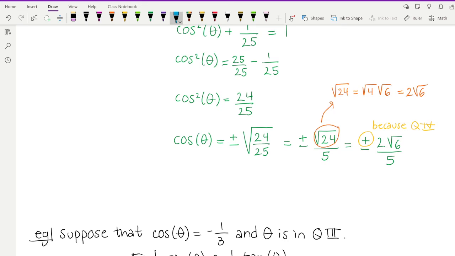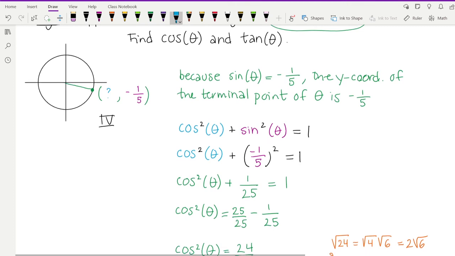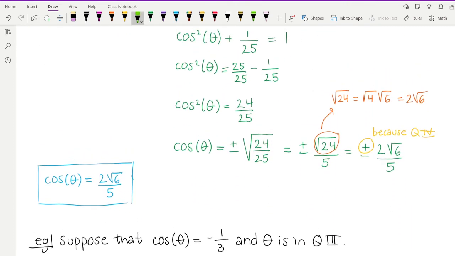Okay, so now I'm going to come to the conclusion that cosine of theta is equal to the positive 2 times the square root of 6 over 5. But we still need to find tangent, right? The question asked us to find both cosine and tangent. But now that we have both sine and cosine, we know that sine is -1/5. To find tangent, we need to just divide them.